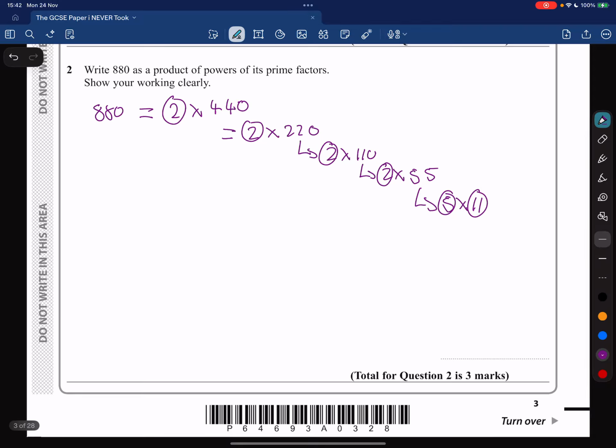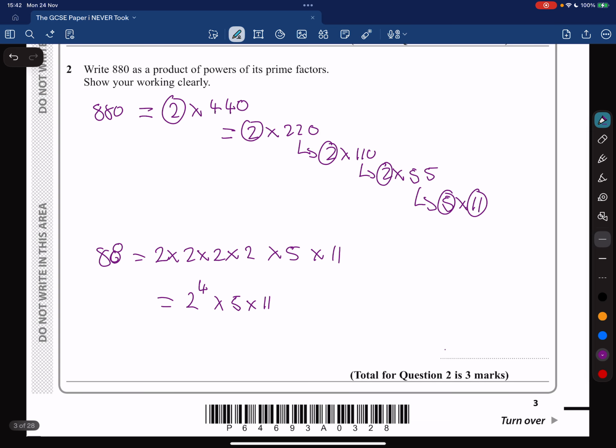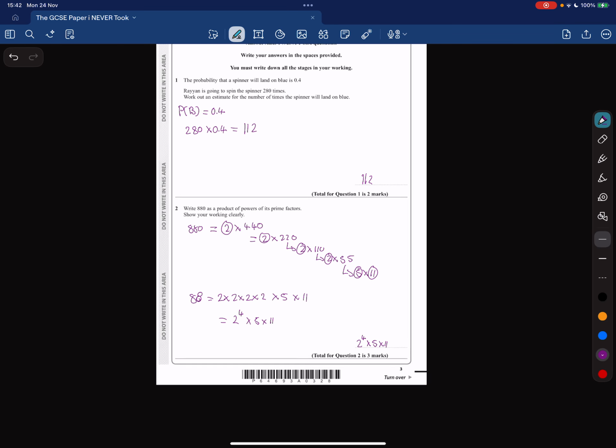So 880 is equal to 2 times 2 times 2 times 2 times 5 times 11. 2 to the 1, 2, 3, 4. 2 to the 4 times 5 times 11.